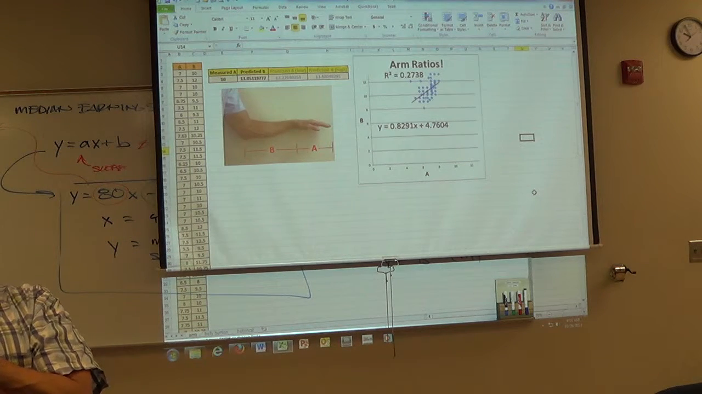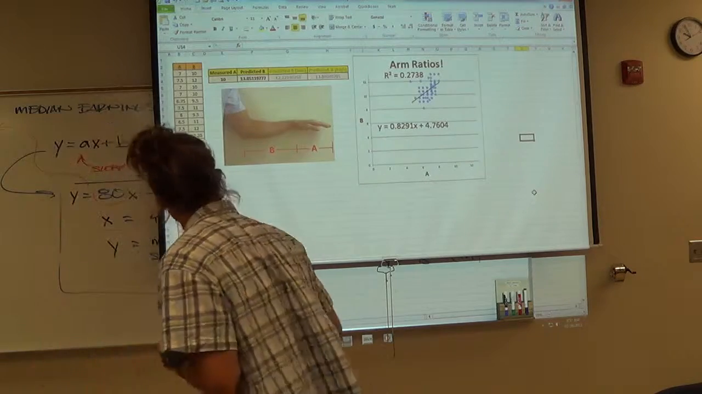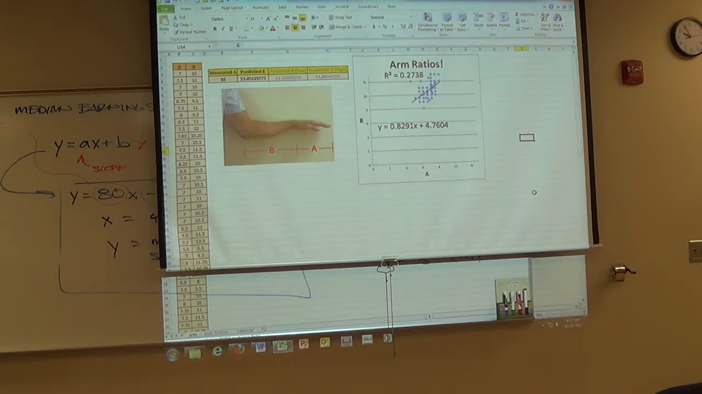About 7 3/4. Thank you, sister. I'm going to come up here. 7.75. If I plug 7.75 into this model, so 7.75 times 0.82 plus 4.7604, it gives me a predicted 11.2 inches. Crystal, if you'd be so kind, one more measurement.